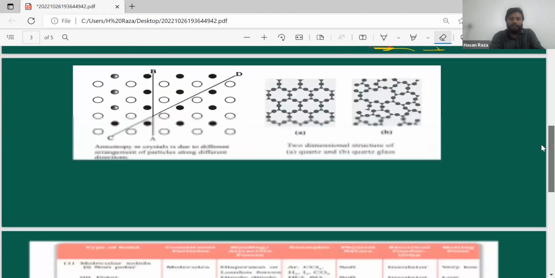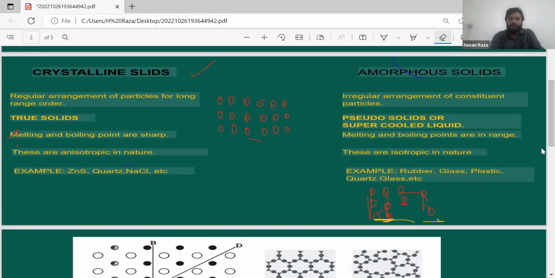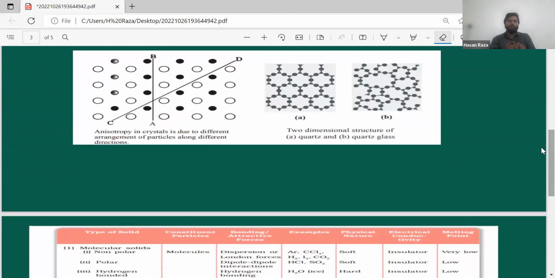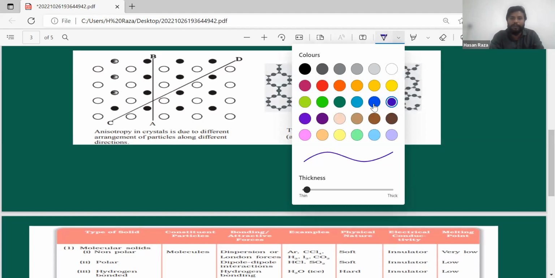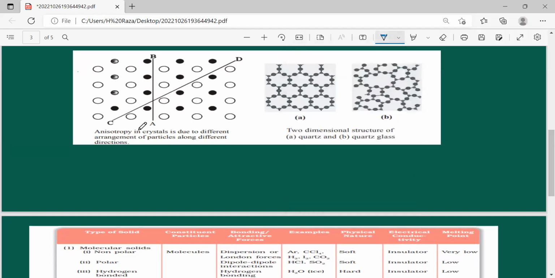It is very important to know that anisotropic means if you are going to measure a physical property in different directions, you will get different values. I'm going to repeat it and read it to you, it will be very easy to understand. Anisotropy in crystals is due to different arrangement of particles along different directions. So all I want to say is this is the anisotropic nature of crystalline solids.